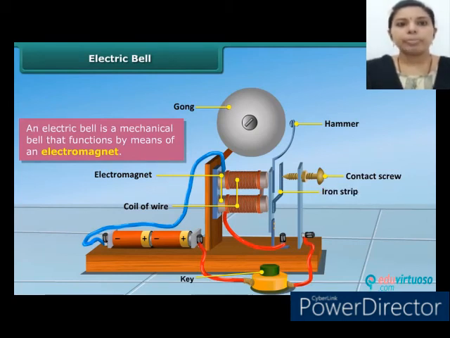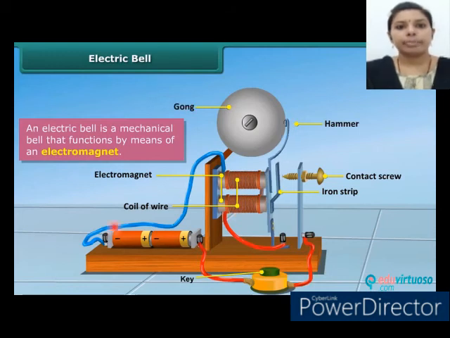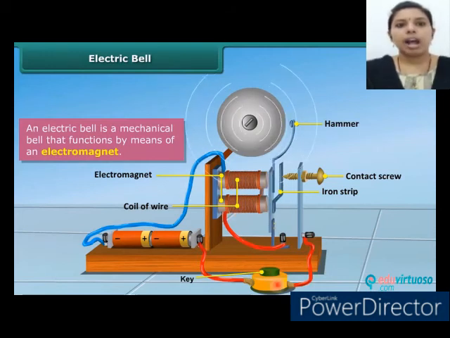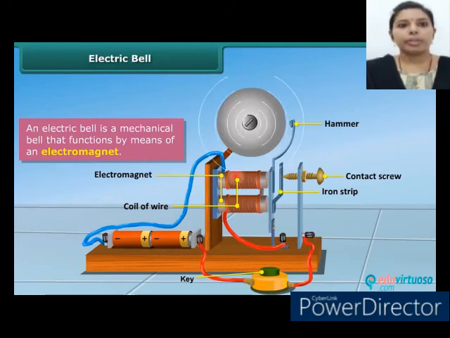When the iron strip is in contact with the screw, the current flows through the coil, turning it into an electromagnet. It then pulls the iron strip. In the process, the hammer at the end of the strip strikes the gong of the bell to produce sound.